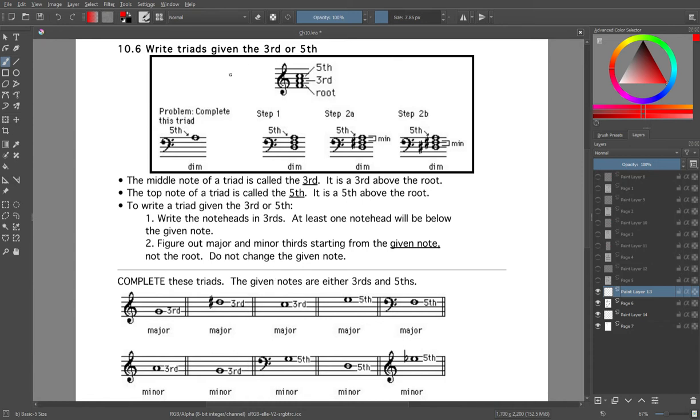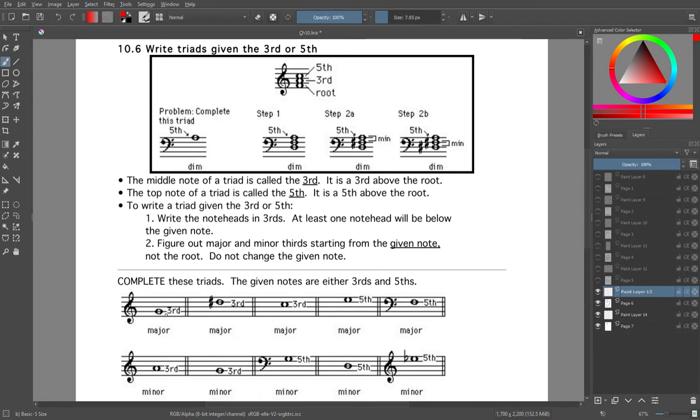So what we have are, we're going to start one at a time. So we're going to take a look at this first one and go step by step. So step one, we need to fill out the rest of the thirds, or the note heads.